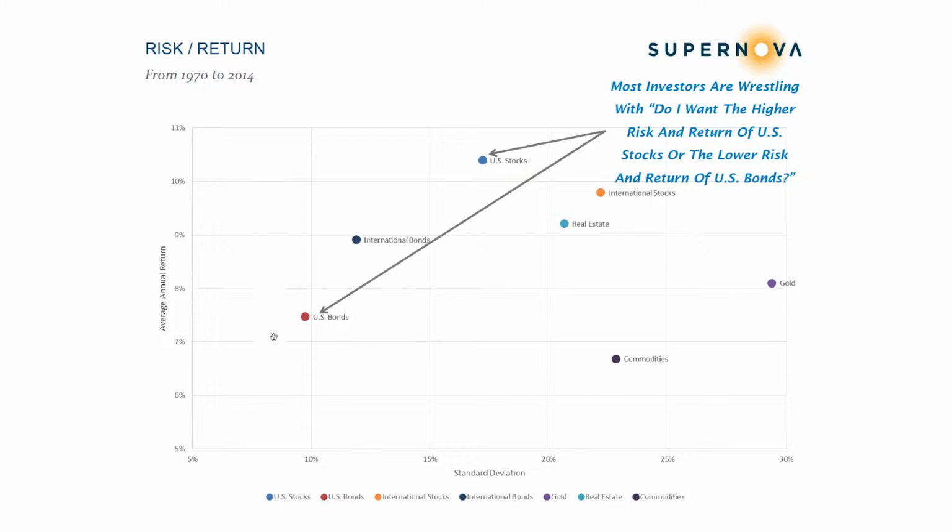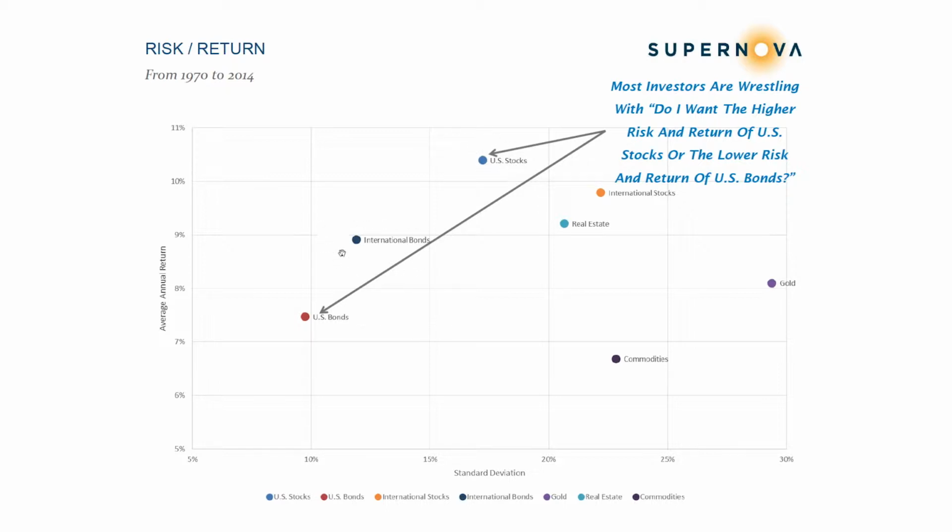Now, if you're like most U.S. investors, you're really wrestling with the trade-off between low risk, low return U.S. bonds and high risk, high return U.S. stocks. And when you see this page, you will likely want to cross off commodities and gold because they have high risk and low return. And when you look at international stocks and real estate, you can pretty much cross them off because U.S. stocks had higher returns with lower risk.